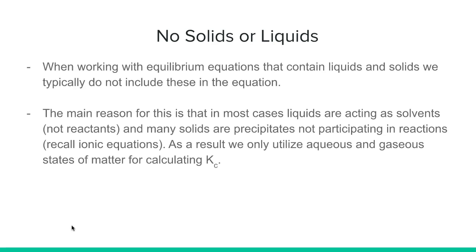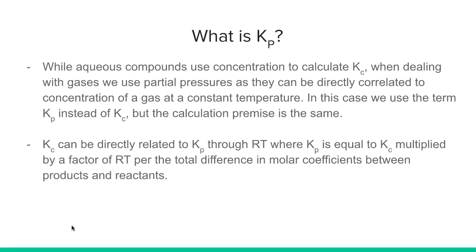And many solids end up being precipitates that come out of reaction. So what is it that we're looking for? We're looking for gases, and we're especially looking for aqueous material. So anytime we see ions or aqueous-based solutions, those are what we are using in order to calculate Kc. But we are going to omit solids and liquids because they do not end up really coming into the Kc calculation and contributing to a significant portion.